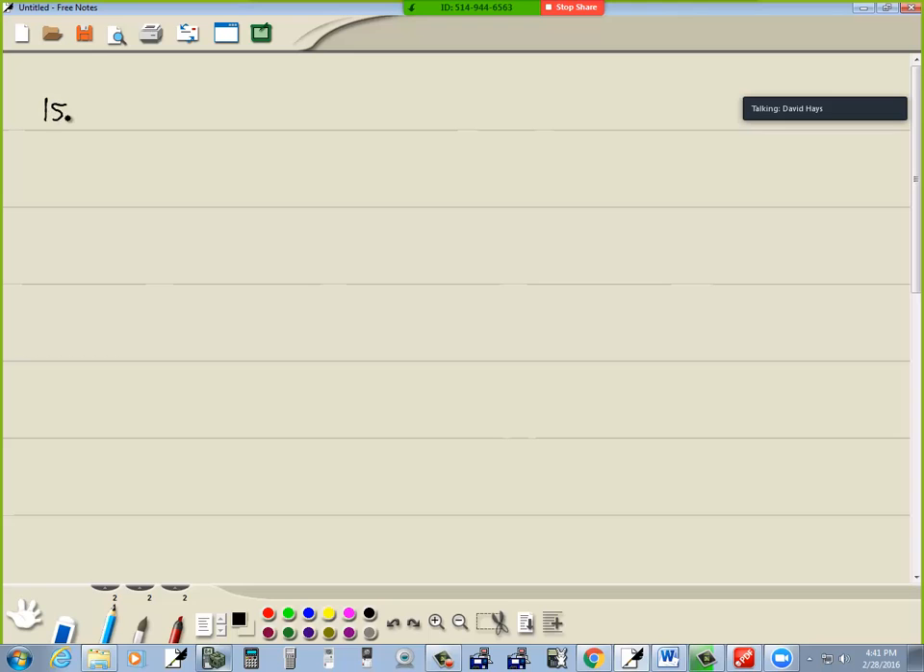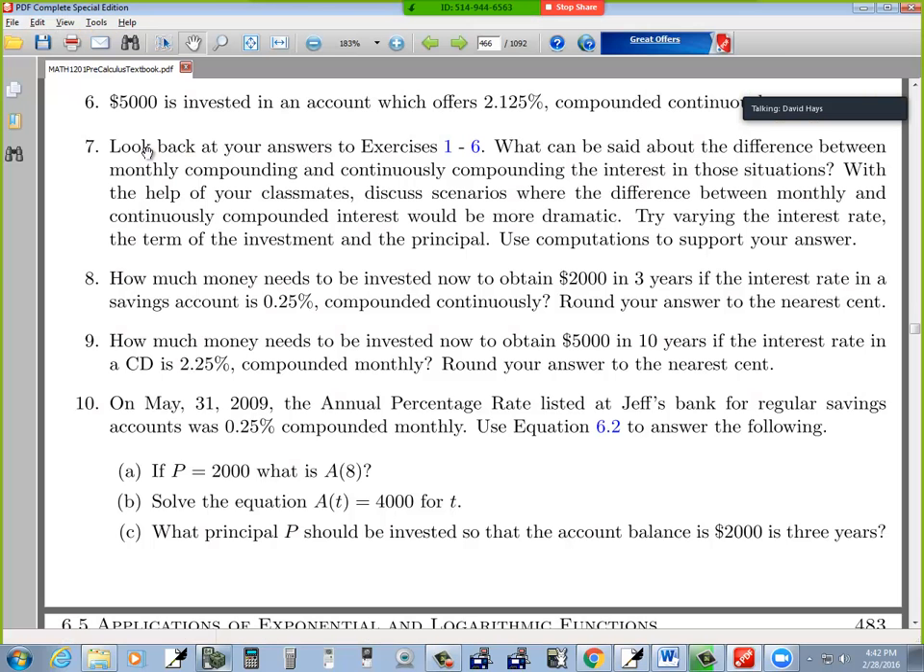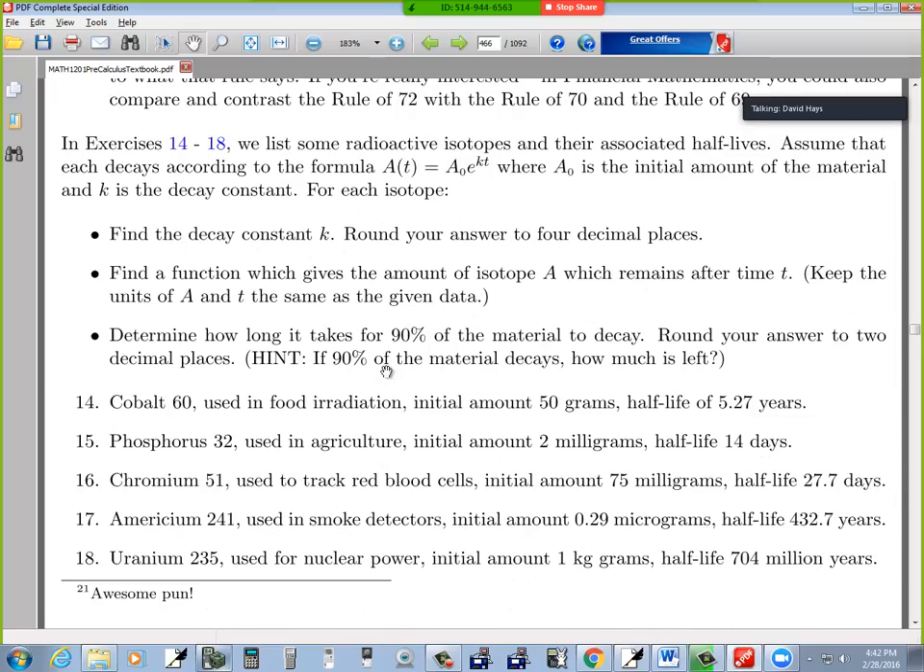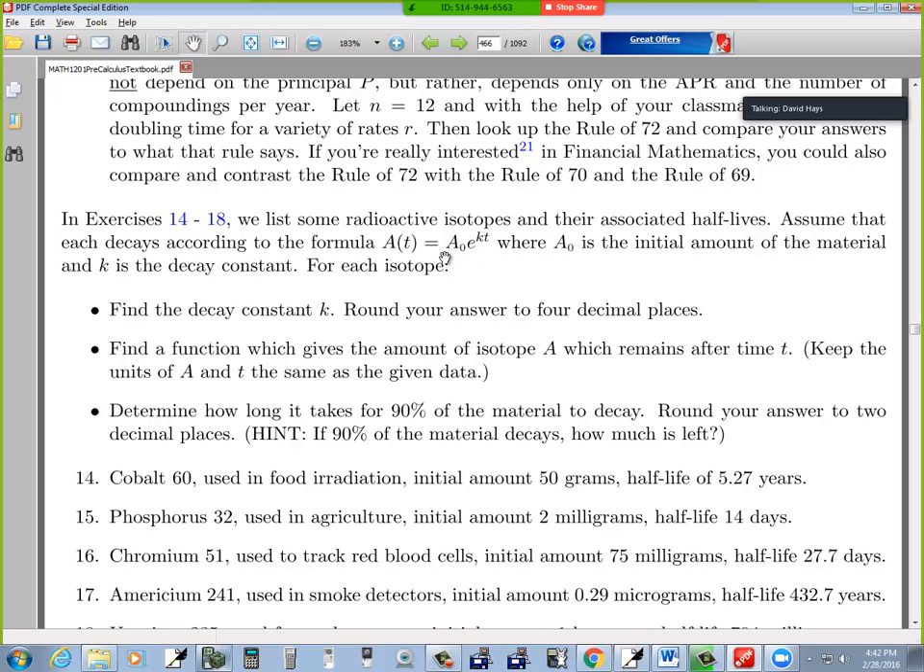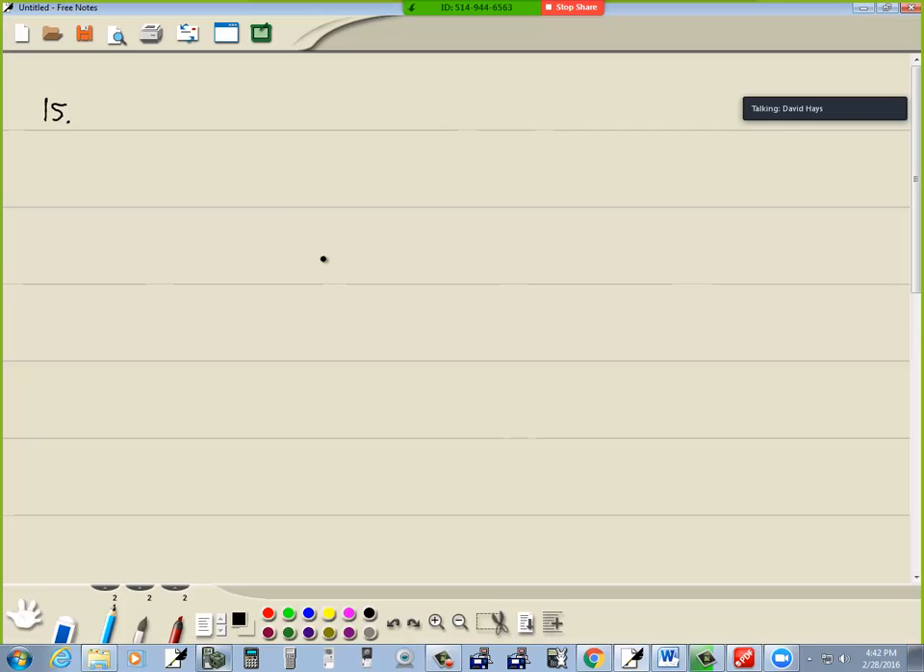Now number 15. Yeah, half-life question. It tells us up here that our basic formula is A of t is equal to A naught times e to the kt. Now this right here is your end amount. That's what that represents. And this A naught represents your beginning amount. And the t here represents time, of course. But actually I shouldn't say years, because it doesn't have to be years. It's whatever makes sense for whatever you're dealing with.